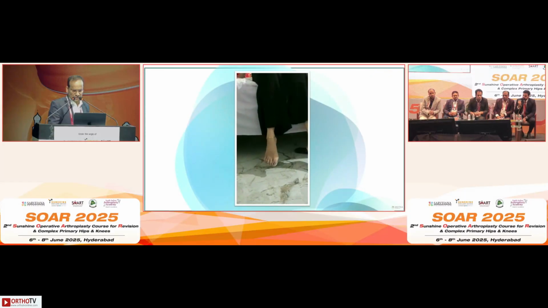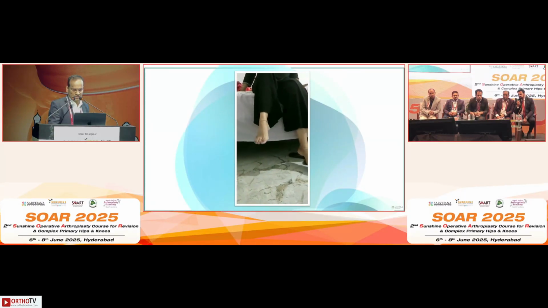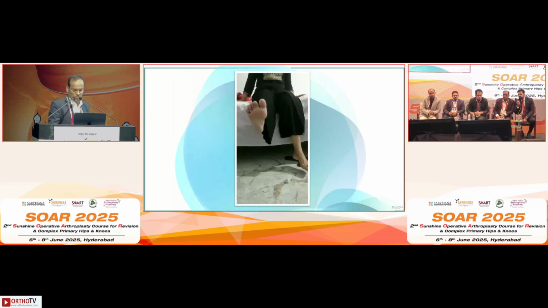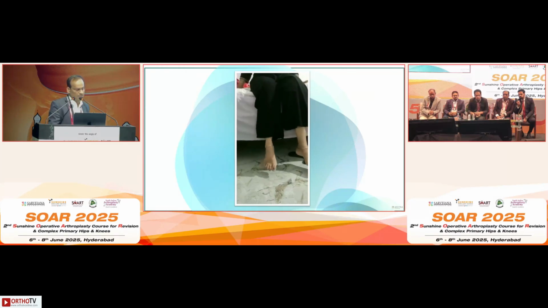And this is how the patient is at around 3.5 months post-op. She's got a range of up to 80 degrees.